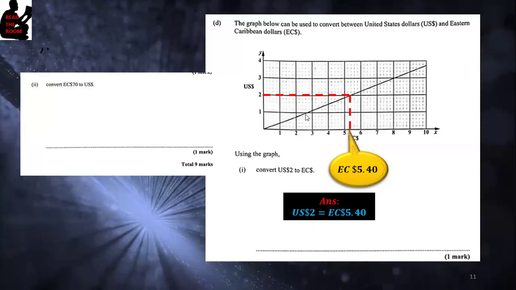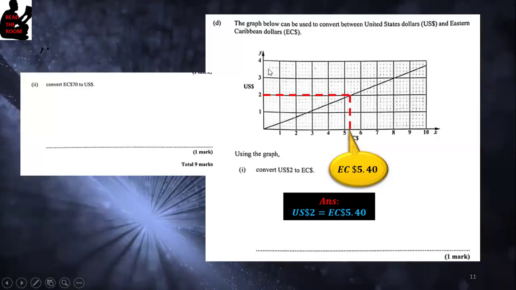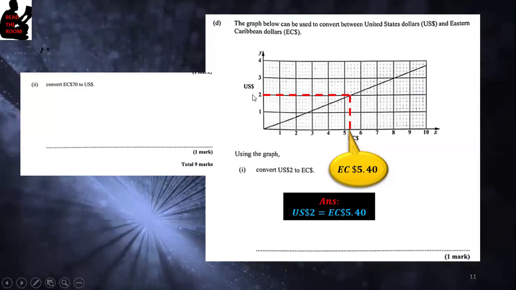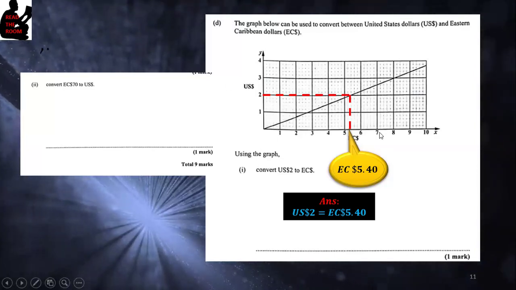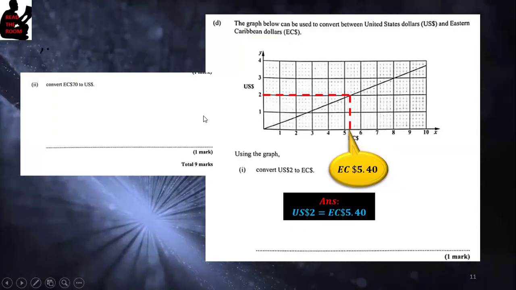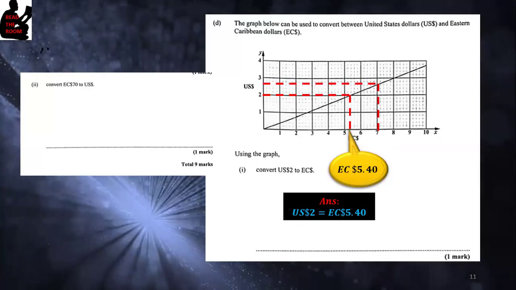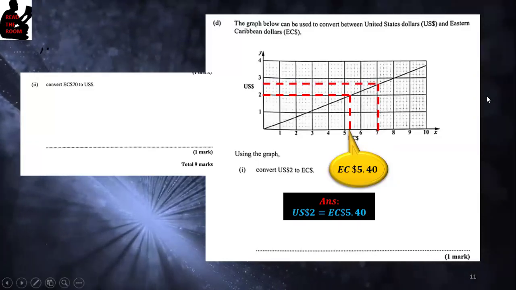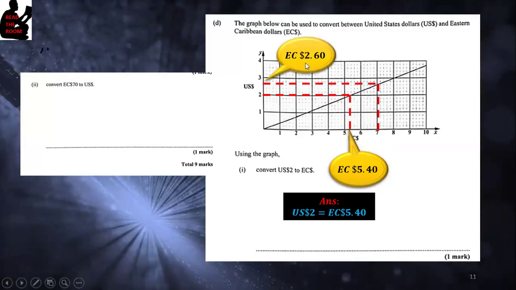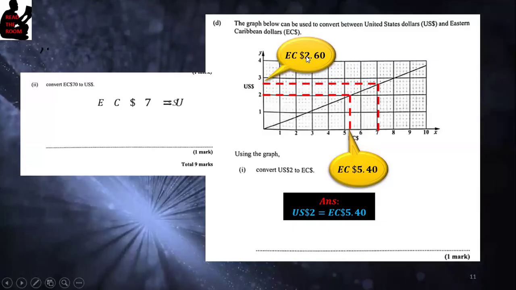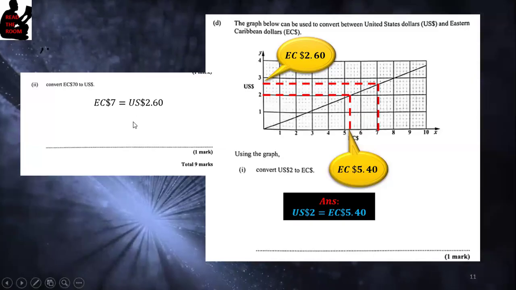Instead of, some people may draw from here, 10, come up here, get the answer for the US, and then multiply by 7 on both sides. You can simply get how much 7 EC dollars is in US dollars. Draw a vertical line, touch the graph, come across this way. And by the same analysis that I got $5.40, this here is going to be $2.60. Hence, 7 EC is equal to $2.60 US.